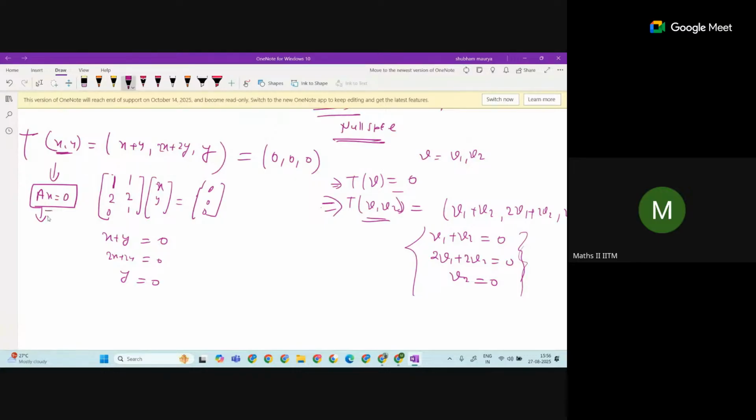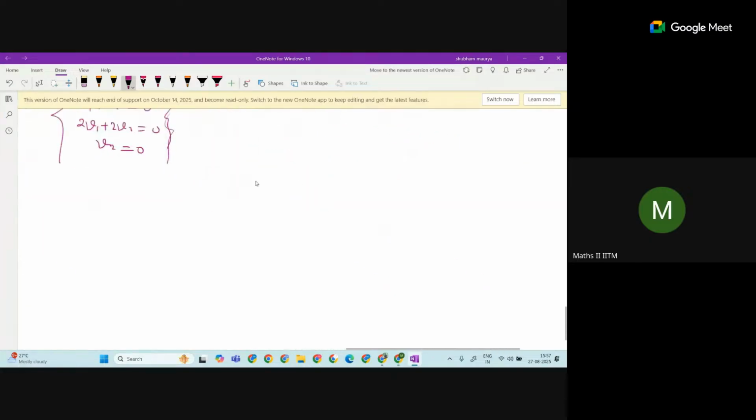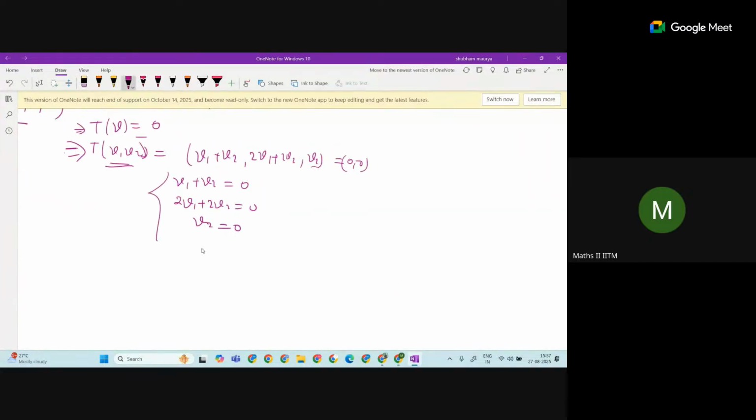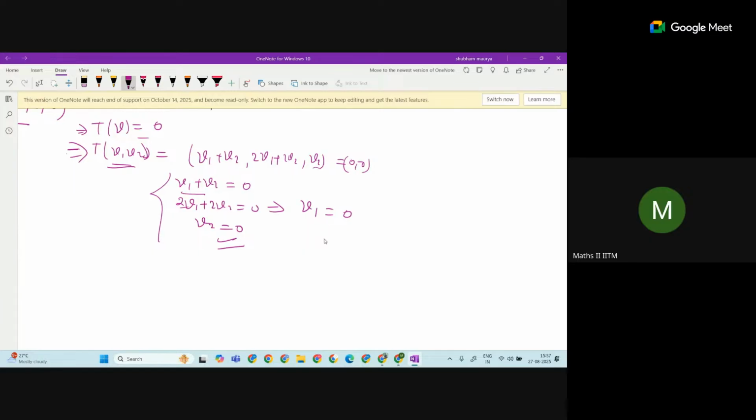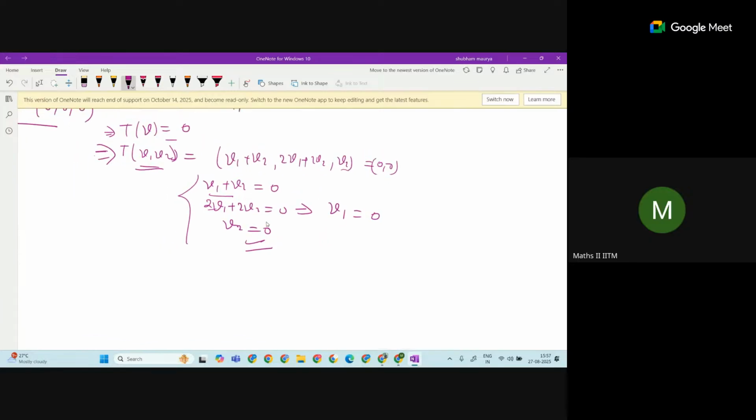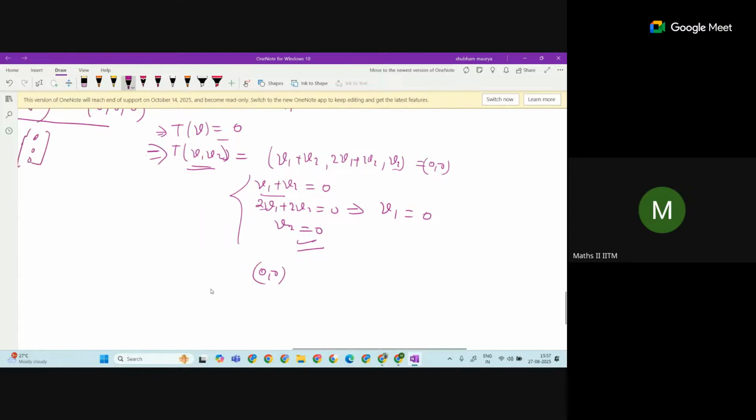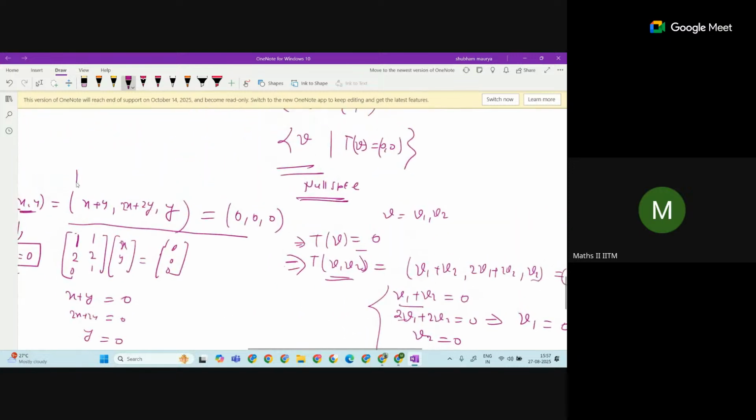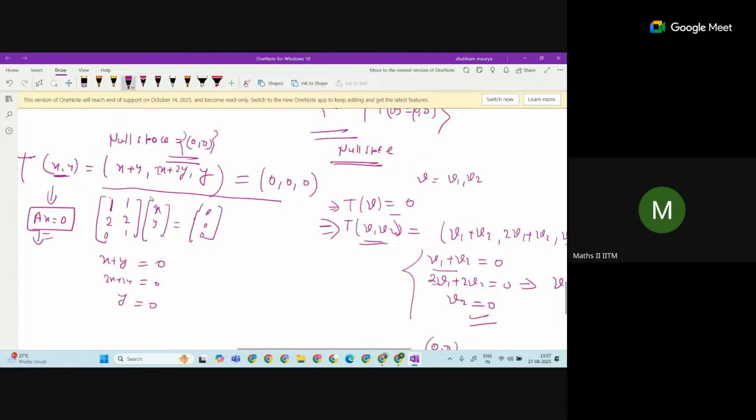Even if you proceed with this, you will get this system of linear equations. Here v2 is equal to 0. If you substitute it in any one of the equations, it will give v1 is equal to 0 also. That means the only possible solution of this system is 0 0. That means the null space is only the zero space. No other vector is there which has the 0 image.